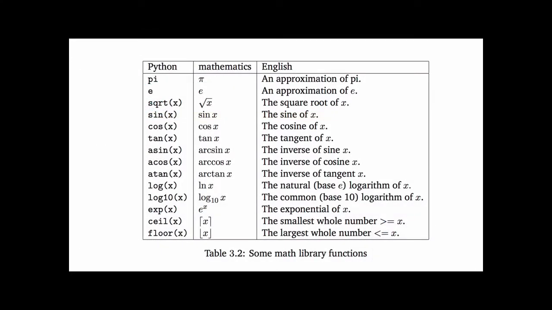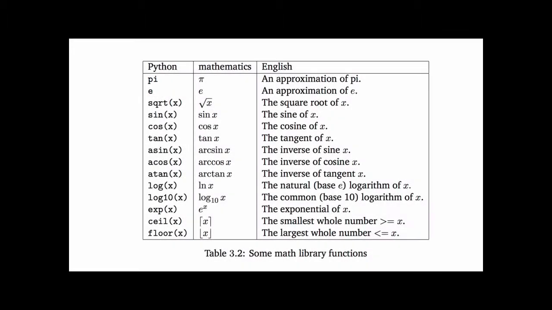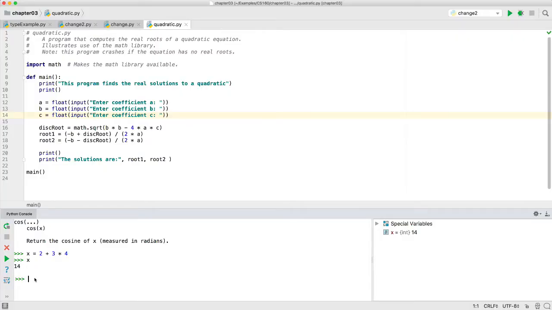Here is a table from the book showing some of the items in the math module, along with a description of what they do. Note that math.pi and math.e are constants, while the other members of the math module shown are functions. We can tell that since pi and e do not have parentheses after their names, while the other items do. This affects how we use them.